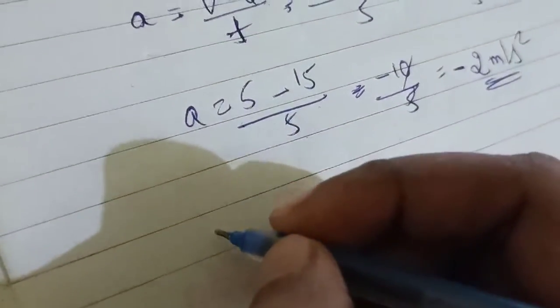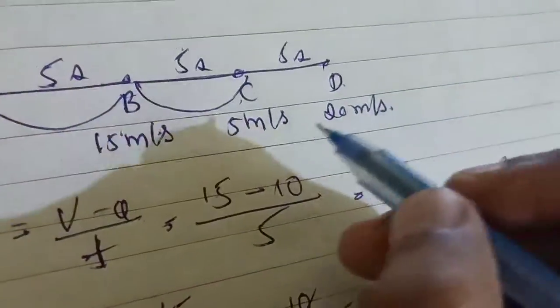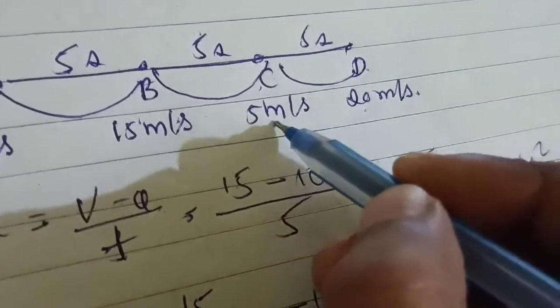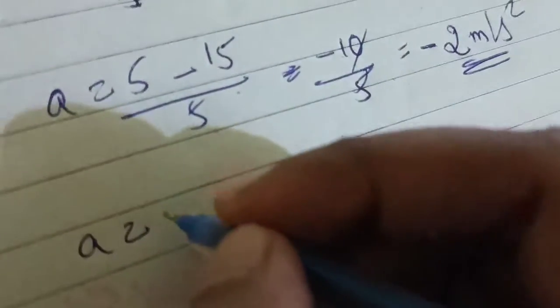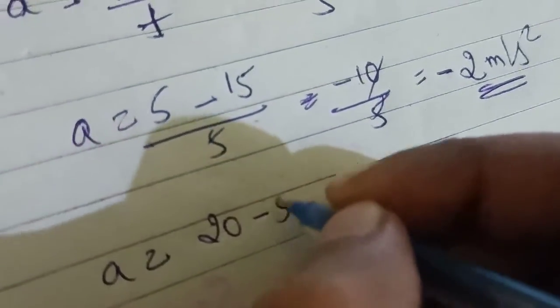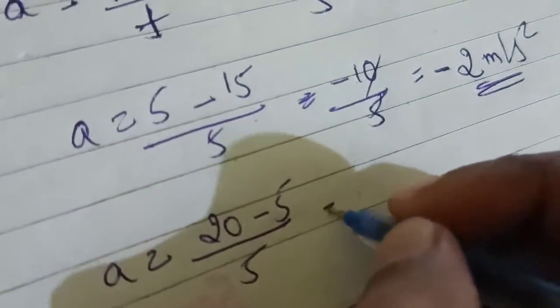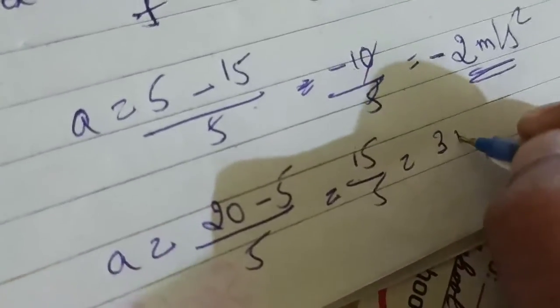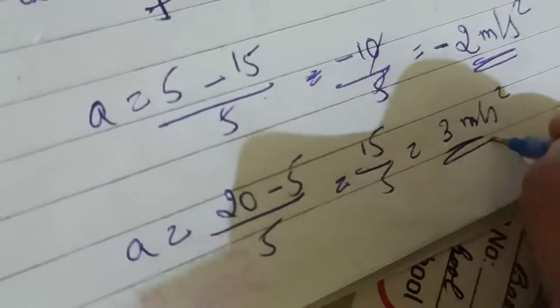Now in the third case, that is C to D, if you see, the final velocity is 20 and the initial velocity is 5. So 20 minus 5, and the time taken is 5. What did you get? 15 by 5 is 3 meter per second square.